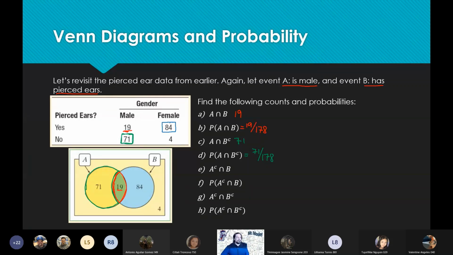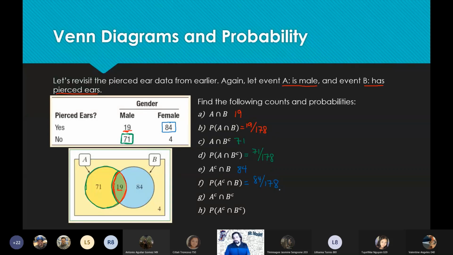Right? So this becomes easier, so to say, if we decipher what the code is. A complement intersects B sounds like a bunch of silliness, but if we consider what A complement represents, it represents females. B represents pierced ears, so this is actually asking us to count how many females have pierced ears. That's much easier to understand. We just need to decipher the code. So we get 84 here, which means the probability is 84 out of 178.